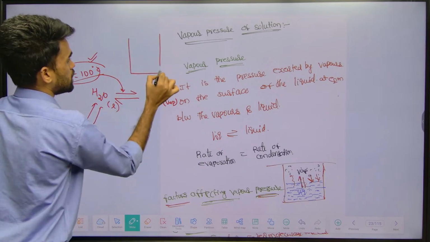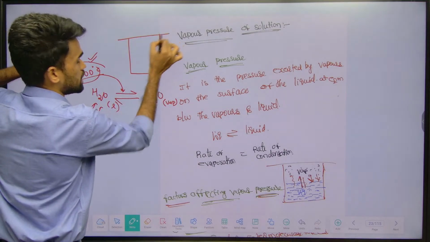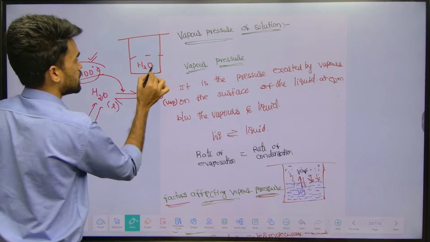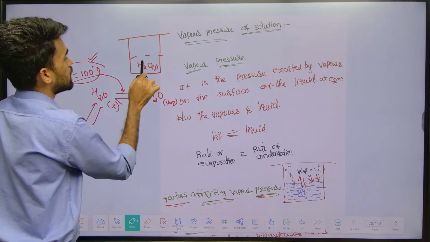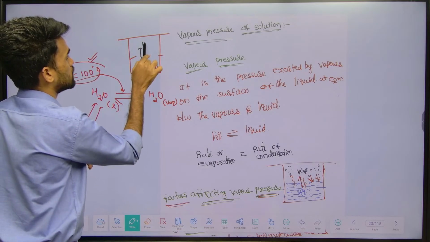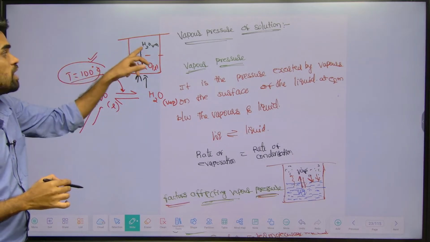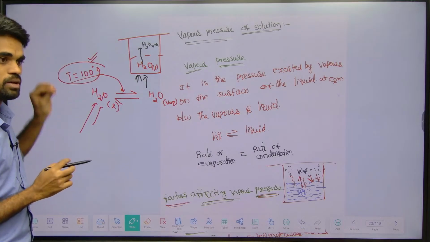What do we mean by vapor pressure? See, if this is a container, it contains liquid water here. Water in the liquid state. Now you are heating this. So now what will it do? It will slowly convert into water vapors. Yes or no? Now look at this. At what temperature will this phenomenon be observed? At 100 degrees. That is what we call the boiling point.